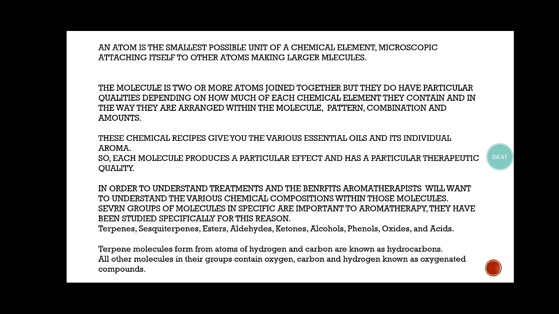So obviously the atom is small, it's very small, and it's the smallest possible unit of a chemical element. It's microscopic, and it attaches itself to other atoms, making larger molecules. Obviously when the molecules are joined, there's always two or more. It can never be a single, or then it's just an atom. And they have particular qualities.